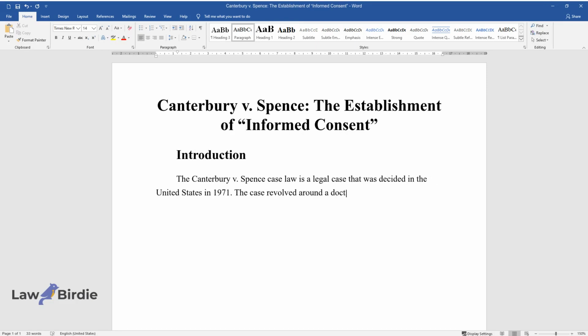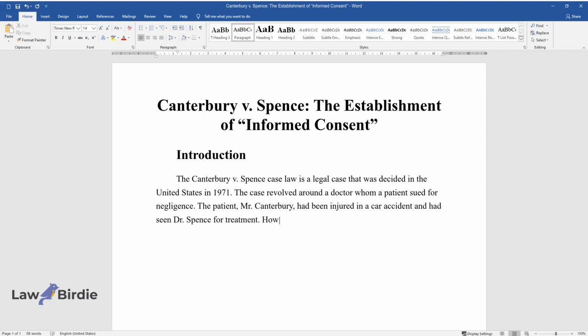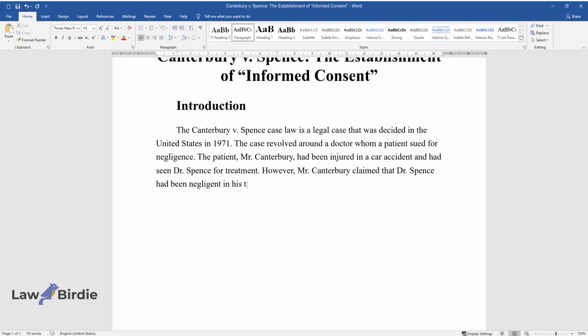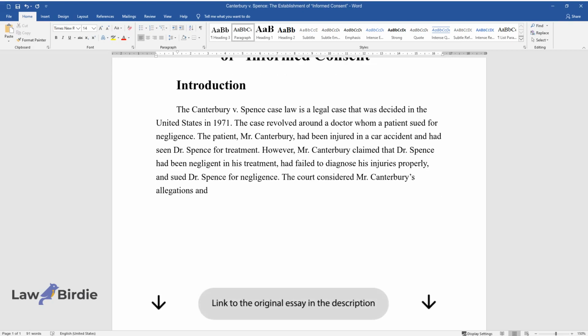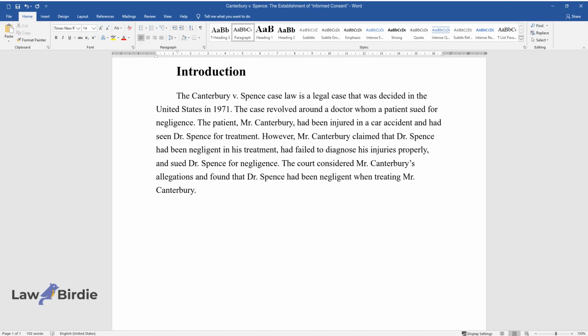The case revolved around a doctor whom a patient sued for negligence. The patient, Mr. Canterbury, had been injured in a car accident and had seen Dr. Spence for treatment. However, Mr. Canterbury claimed that Dr. Spence had been negligent in his treatment, had failed to diagnose his injuries properly, and sued Dr. Spence for negligence. The court considered Mr. Canterbury's allegations and found that Dr. Spence had been negligent when treating Mr.